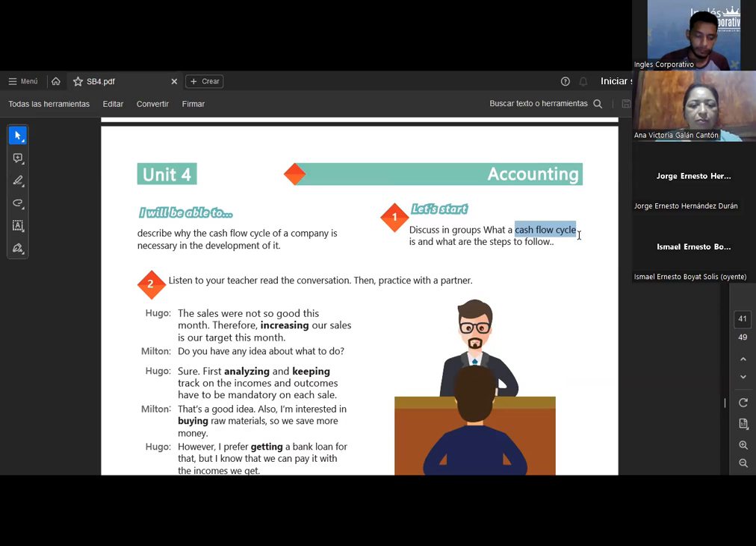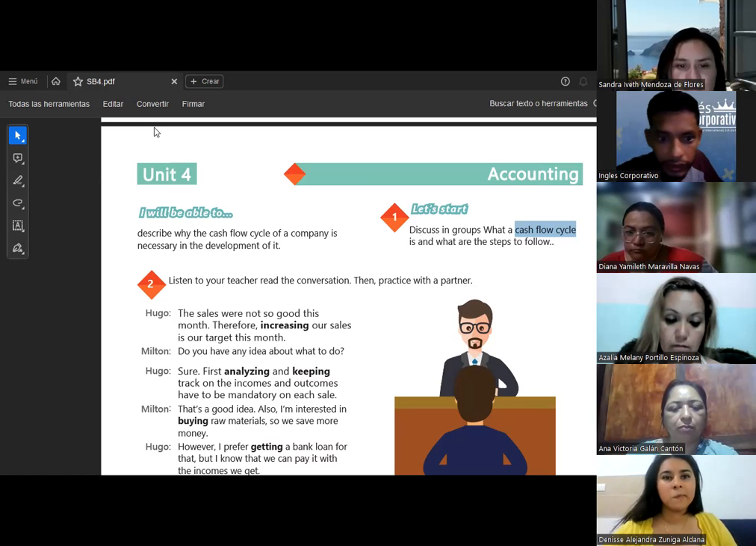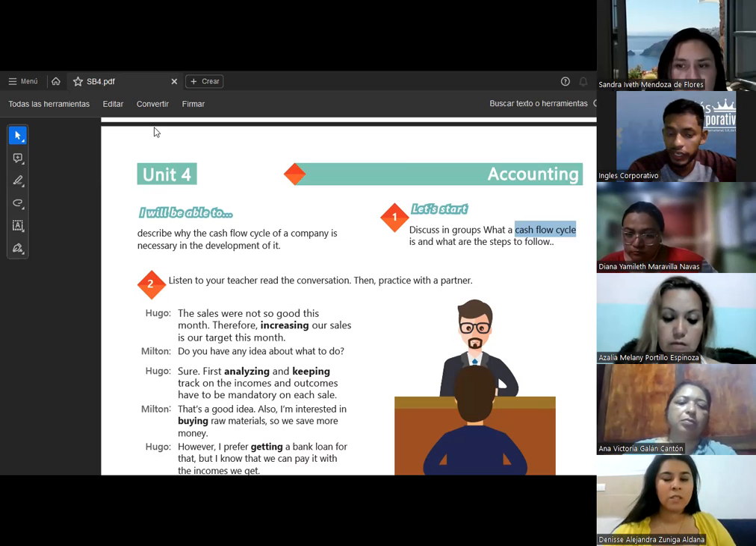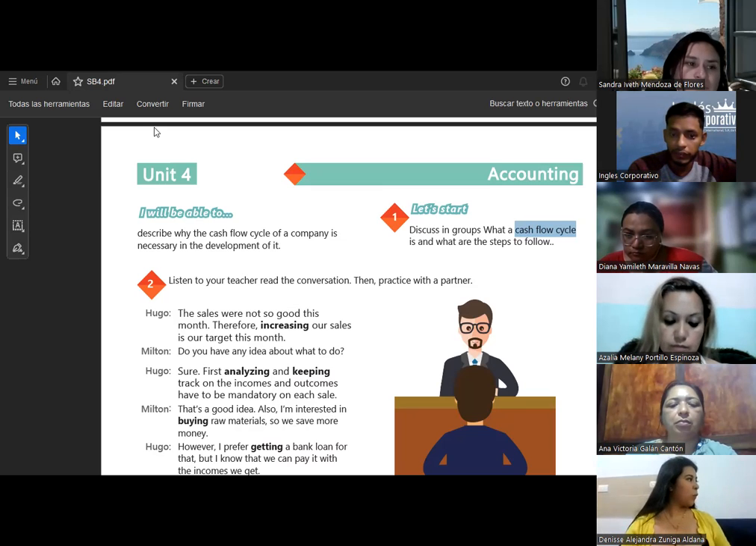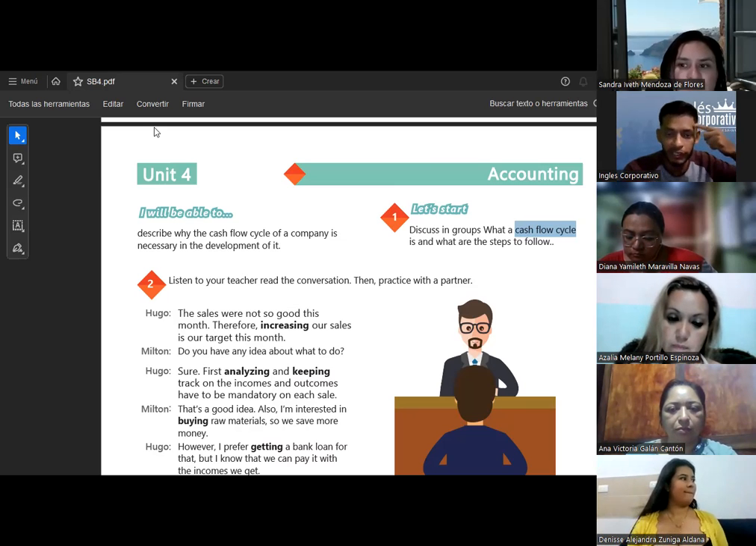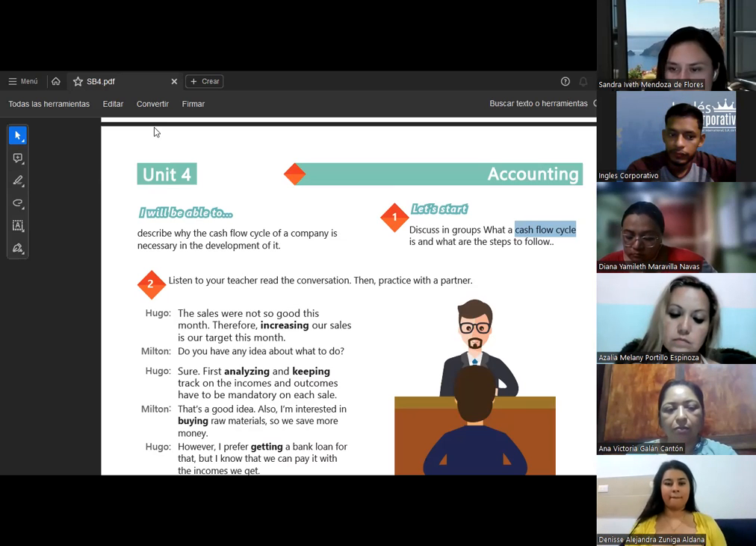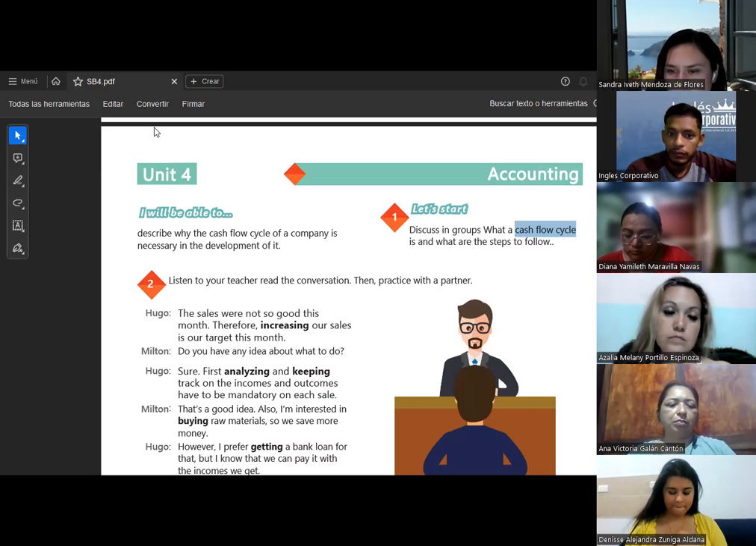Can you give me more opinions about cash flow cycle? I'm going to ask people directly. Let me see. Sarah, hello. Sarah, tell me, what do you think a cash flow cycle is? What do you think it is? Cash flow. Cash flow cycle. What is it for you? Like a circle of something. I don't know.